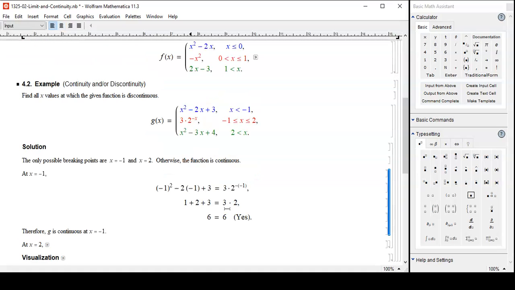And x equals -1, plug in to this, blue, and plug in to the second, red, and if you do your computation, you end up with 6 equal to 6. Okay, that's right. So the left-hand side and right-hand side are the same. So at x equals -1, blue and red merge together. So we have continuity. Make sense?